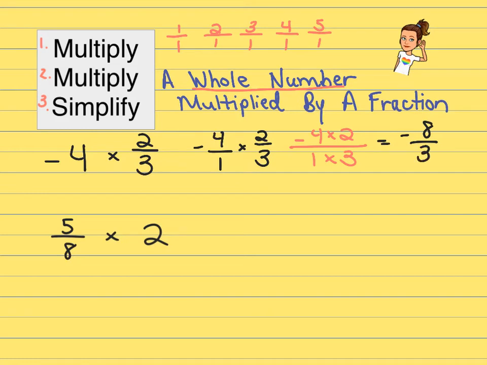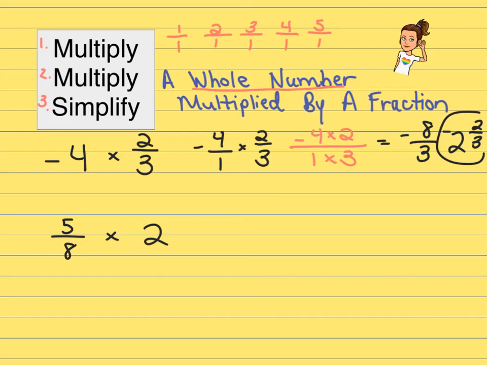-8/3 is a fraction greater than 1, so we simplify it by changing it to a mixed number. How many groups of 3 can fit into 8? 2. 2 times 3 equals 6. The difference between 8 and 6 is 2. And we write our denominator 3. Our answer is -2 2/3.